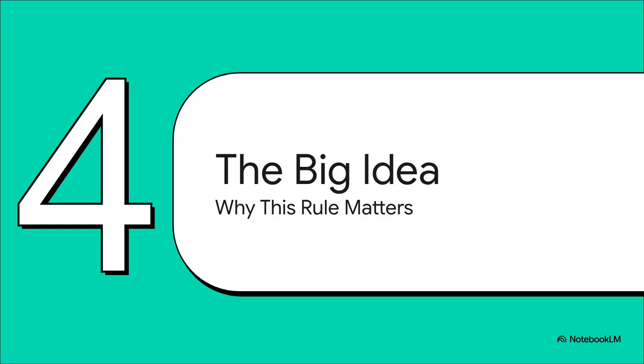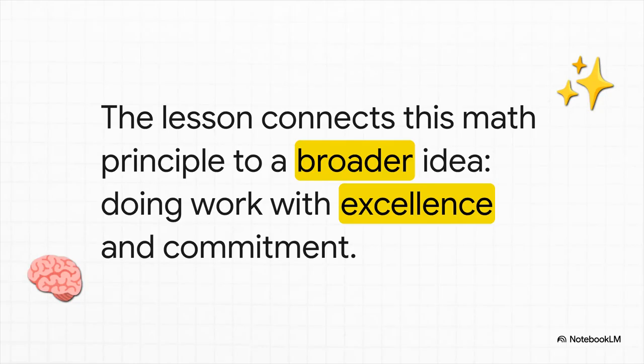So what's the big deal? Why does this even matter? Okay, we've proven a simple rule, but the real question is, what's the bigger picture here? This isn't just a math trick, it's a fundamental truth about structure and reliability. Now here's where it gets really interesting. The lesson plan we've been using as our guide takes this idea, this reliable, unchanging outcome, and it draws a pretty surprising parallel. It connects the certainty of this math rule to a much broader idea about how we can approach our work and our goals in life.